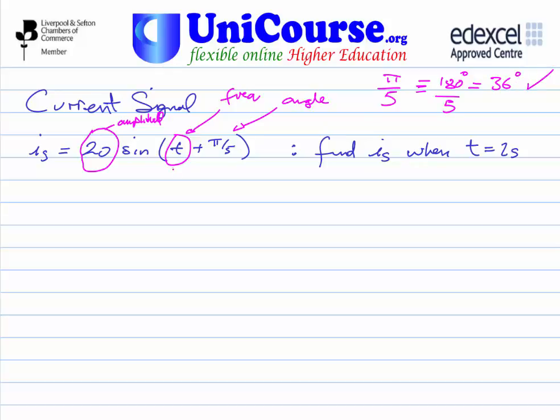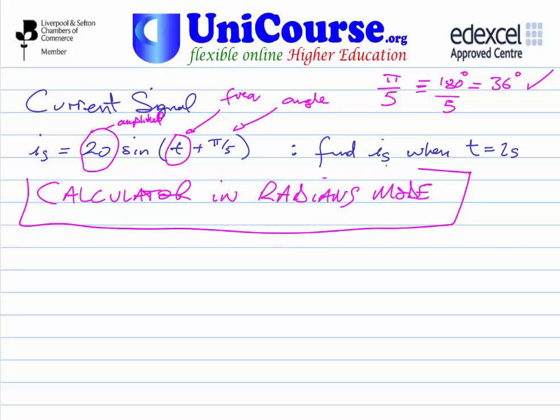Good. So we have in your mind's eye what these signals actually mean. And again, all we need to do, and it's really important, calculator in radians mode is ultra important, otherwise you end up with the wrong answer, as we'll see shortly.